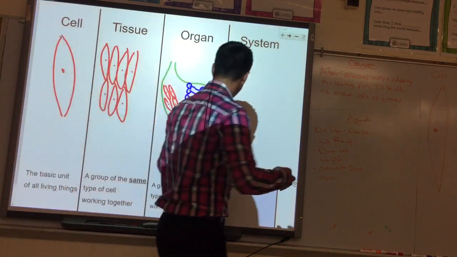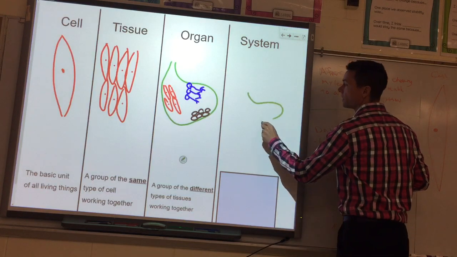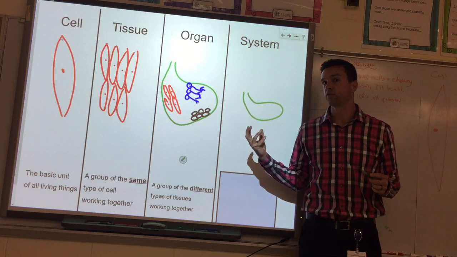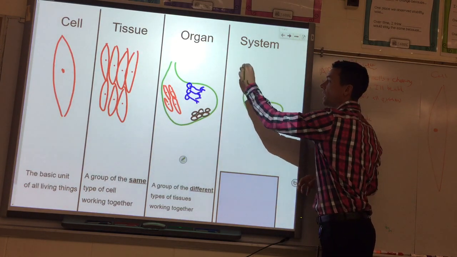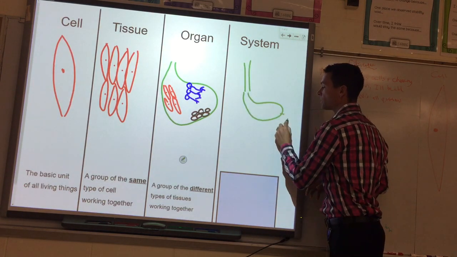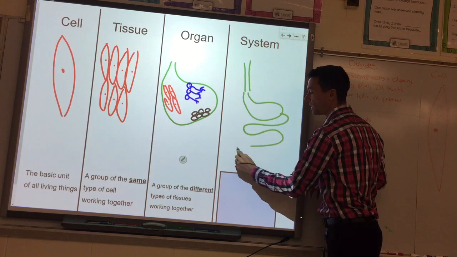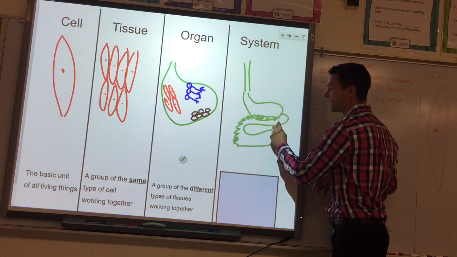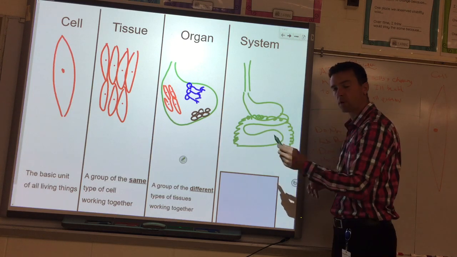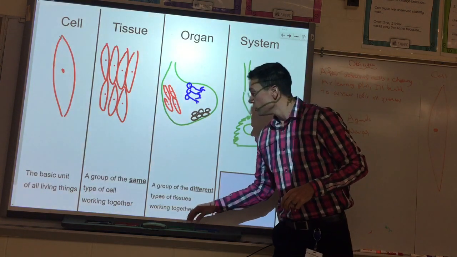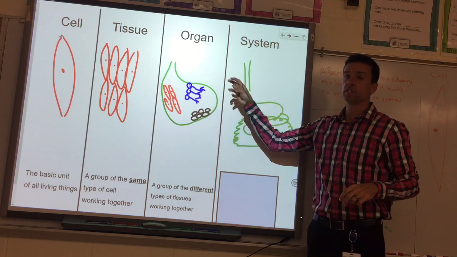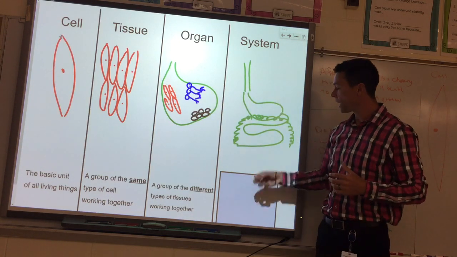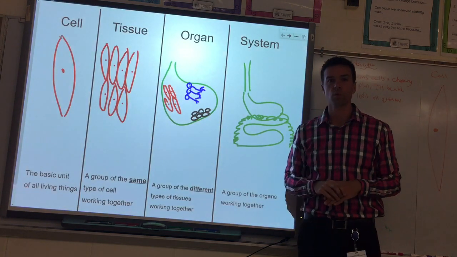And then, if we take our little stomach here, the stomach isn't the only one in our body trying to help us digest food. We have our stomach, but then our esophagus really helps out a lot, and then our small intestine is a big part of that, and then we even have our large intestine, which also helps us with our digestive system, and a couple other pieces too. So when you have a bunch of different organs working together, and they're all on the same team trying to do the same goal, well, now you have a system. A group of organs working together.